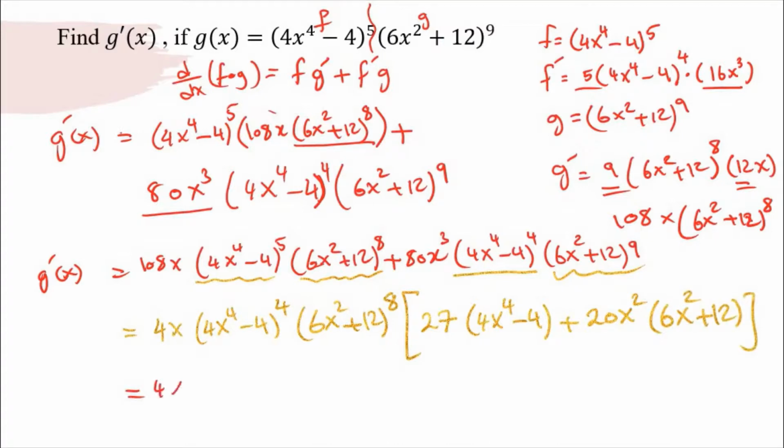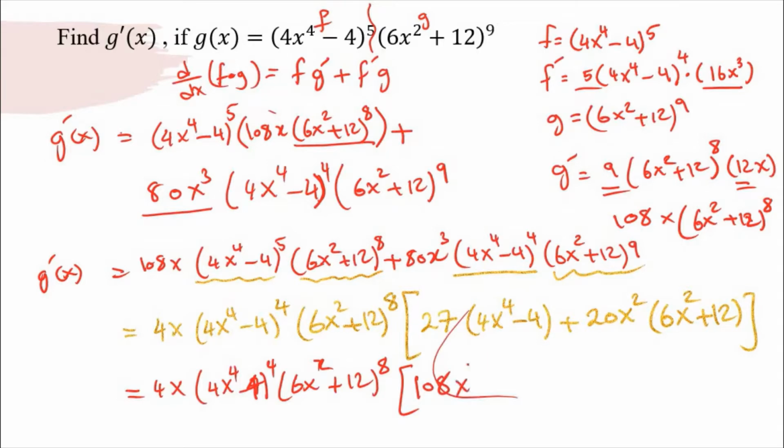This will give us 4x times (4x to the fourth minus 4) to the fourth, sorry, times (6x squared plus 12) to the eighth, and then we will have that expression to simplify, which will give us 108x to the fourth minus 108 plus 20 times 6x to the fourth plus 20 times 12, 240x squared.